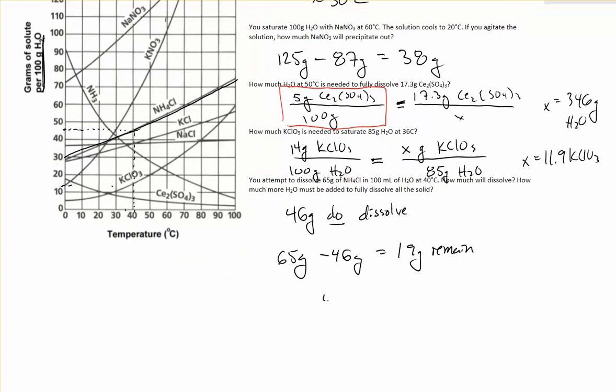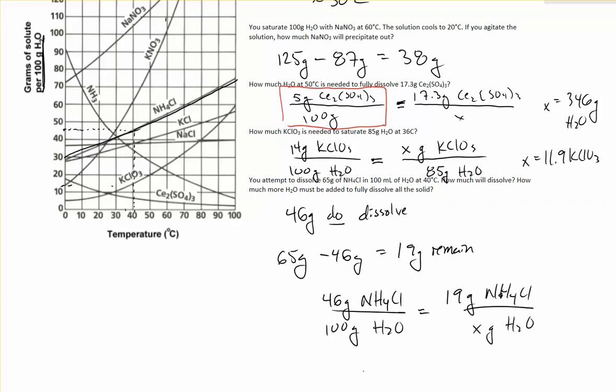We can set up one last ratio. 46 grams of ammonium chloride dissolve in 100 grams of water. We're trying to dissolve 19 additional grams of ammonium chloride in some amount of water. And we find X is equal to 41.3 grams more H2O that is needed.